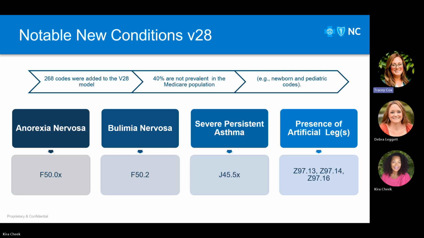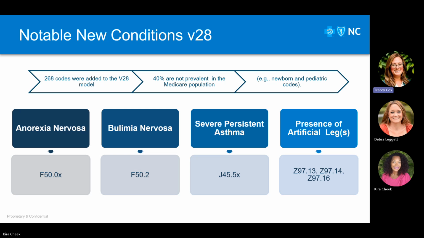Specificity of documentation and diagnostic coding have always been essential for accurate risk adjustment. HCC Model V28 will require even greater specificity in documentation and code assignment to ensure that the true level of your Medicare Advantage patient's illness severity is captured. For example, 268 codes were added to the V28 model. 40% of them are not prevalent in the Medicare population.